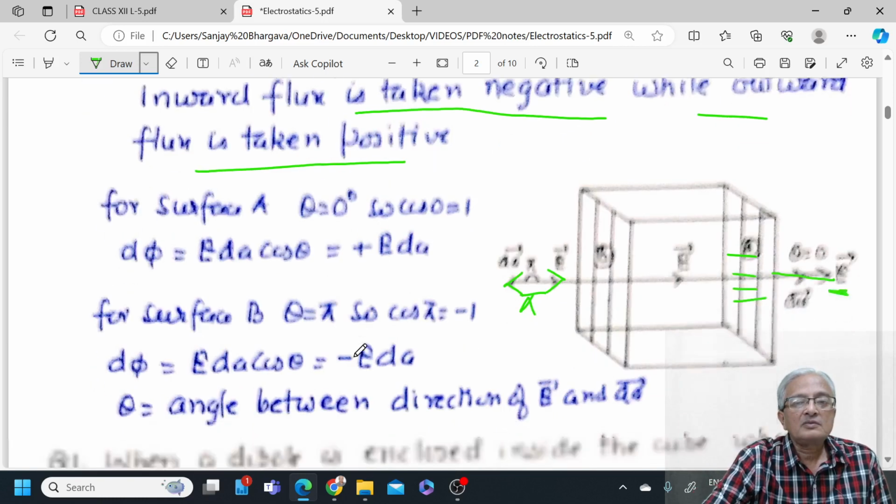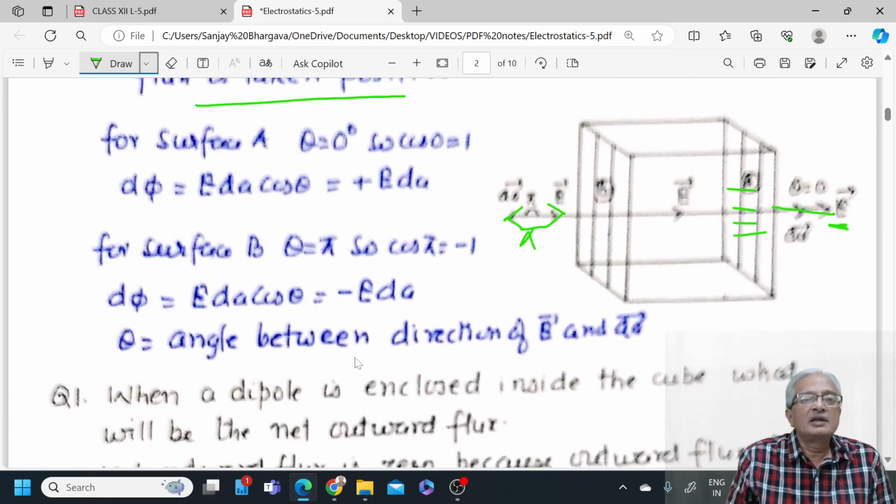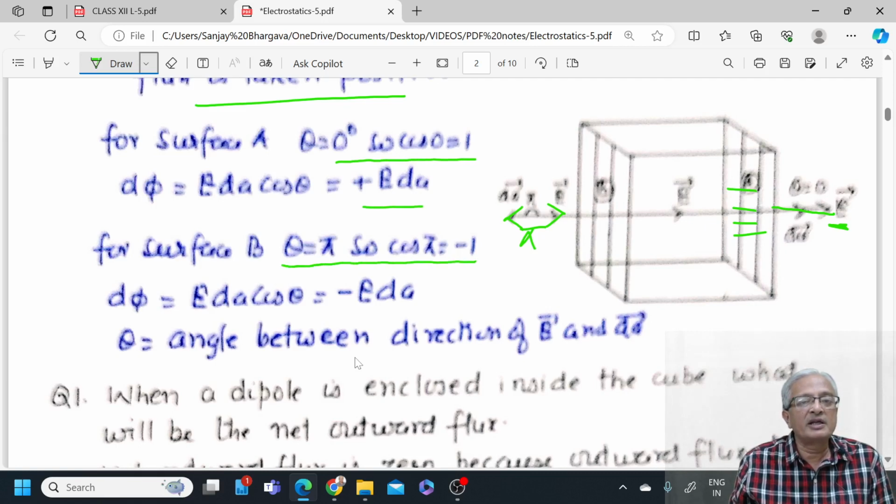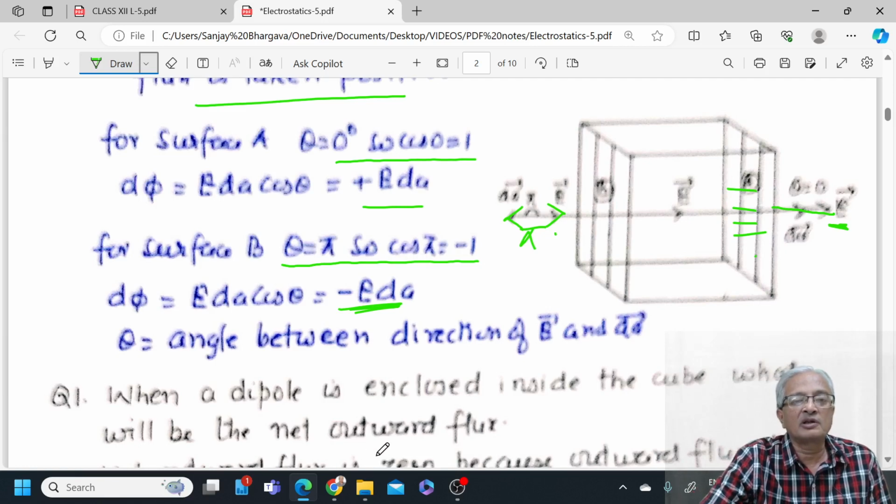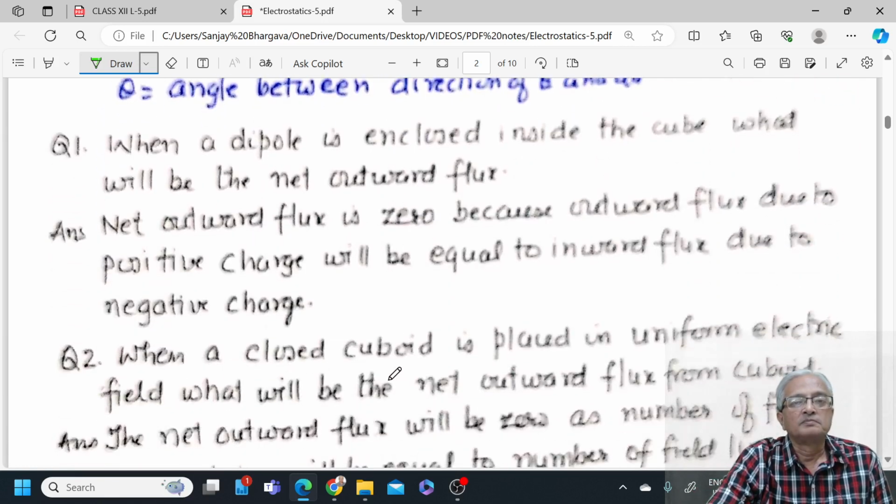So for the surface A, theta is equal to 0, cos 0 would be 1, positive flux. For the surface B, theta is 180, cos 180 is -1, and that is why we say flux is negative. So inward flux to be taken negative and outward flux to be taken positive. That is the sign convention that we will obey for the flux from now on.